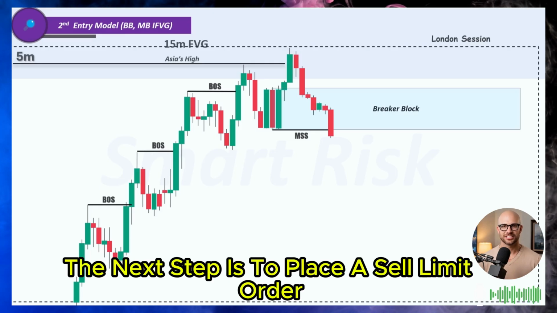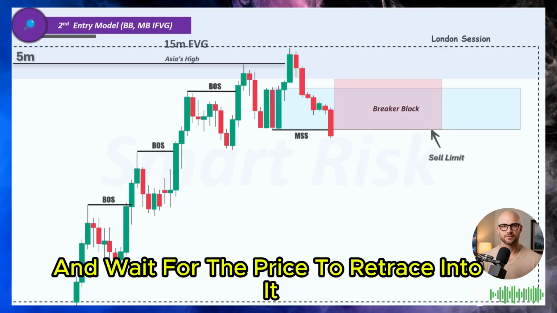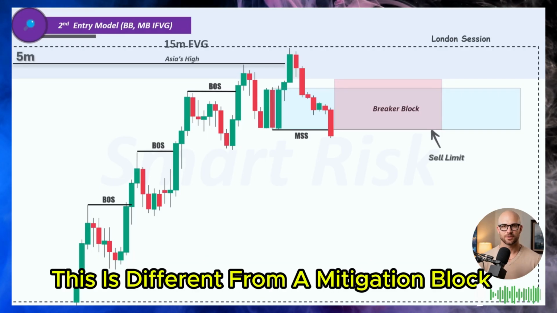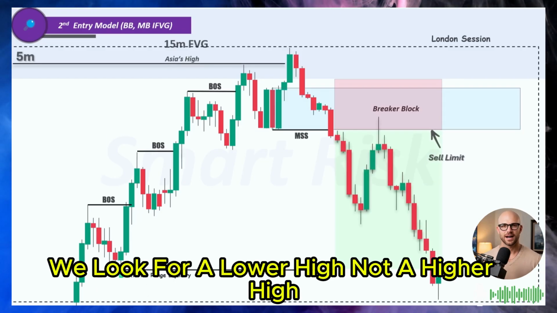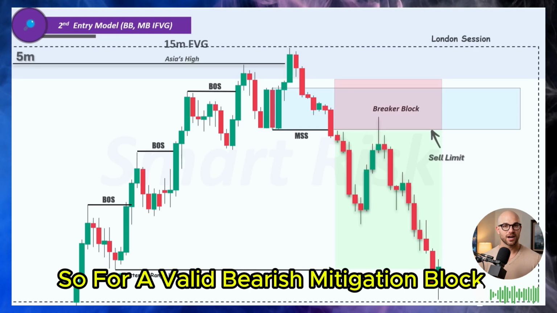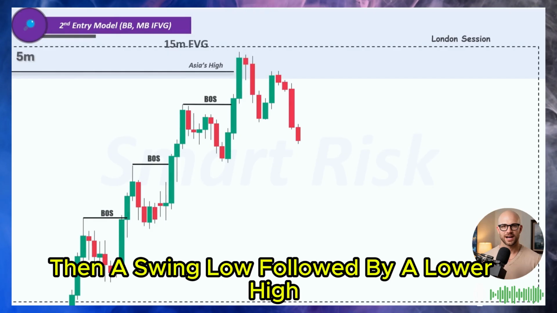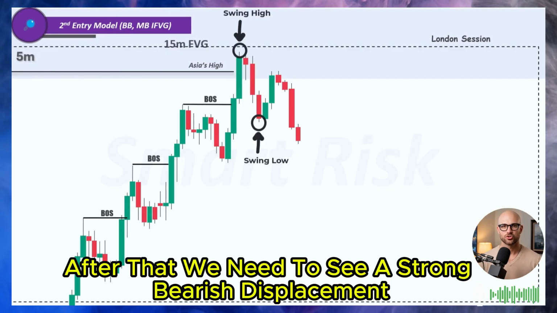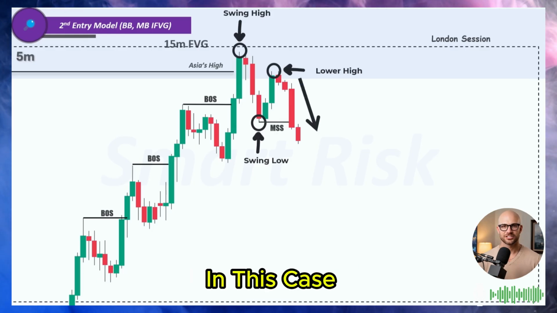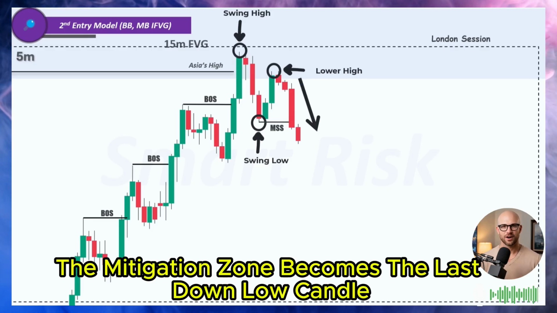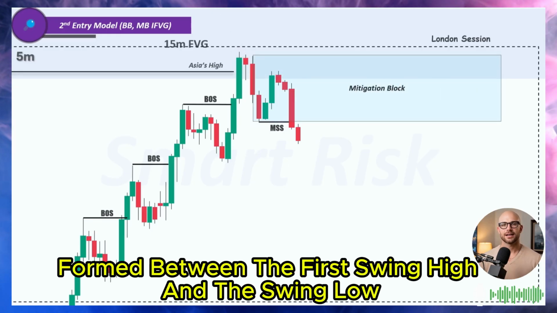The next step is to place a sell limit order at the lowest point of that breaker block and wait for the price to retrace into it. Now keep in mind this is different from a mitigation block, because with a mitigation block, we look for a lower high, not a higher high. So for a valid bearish mitigation block, the price must first create a swing high, then a swing low, followed by a lower high. After that, we need to see a strong bearish displacement that breaks below the previous swing low. In this case, the mitigation zone becomes the last down candle or series of down candles formed between the first swing high and the swing low.